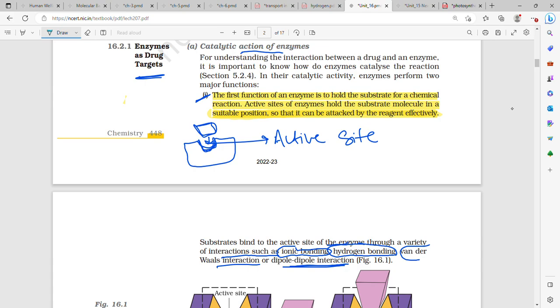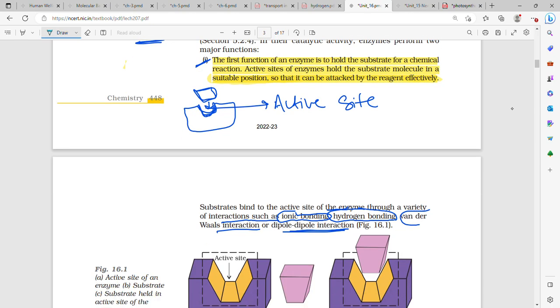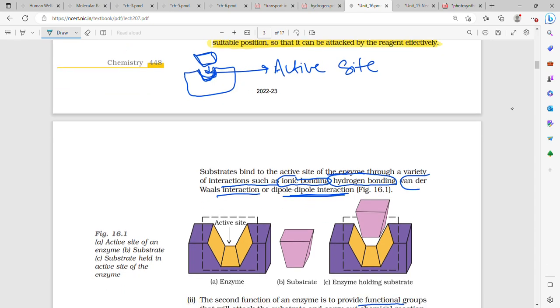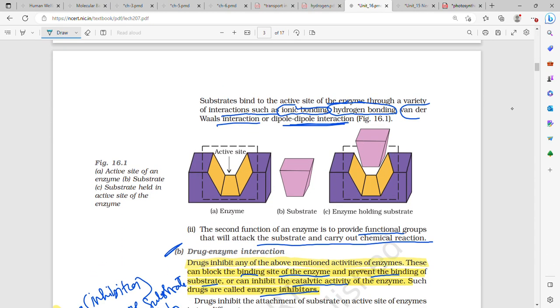So the first function of an enzyme is to hold the substrate for a chemical reaction. Active sites of enzymes hold the substrate molecule in a suitable position. Okay, so what are the two major functions of an enzyme? The first is to hold the substrate. Enzymes have an active site, and in that active site the substrate should be held in a suitable position so that it can be acted upon by the reagent effectively. And how does it bind?